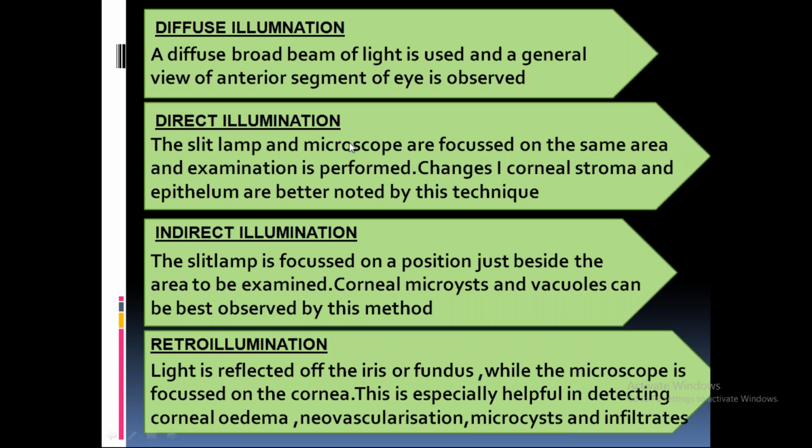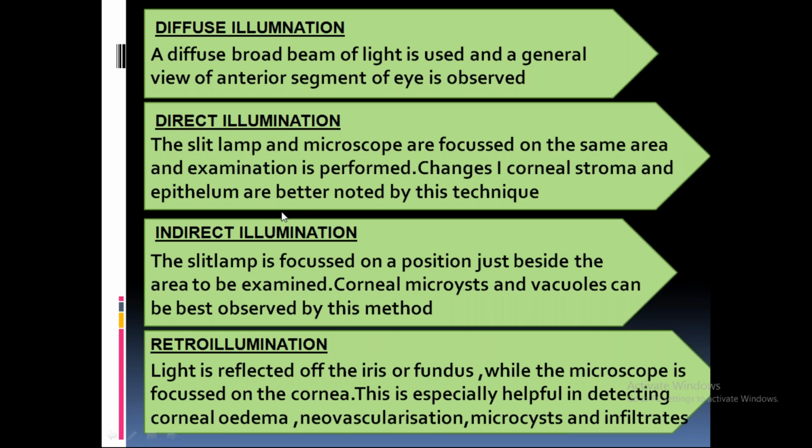That is direct illumination. The slit lamp and the microscope are focused on the same area and examination is performed. In indirect illumination, the slit lamp is focused just beside the area to be examined. In direct, it is focused on the same area where it is examined. It is used for the changes in the stroma and epithelium.